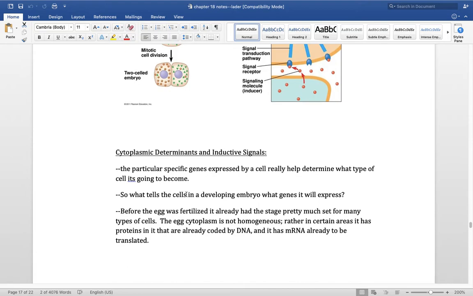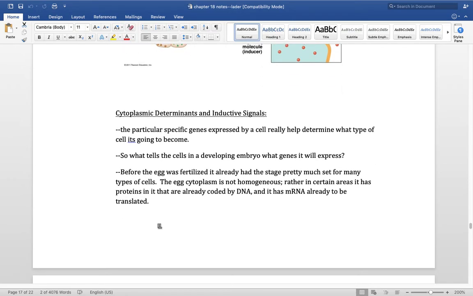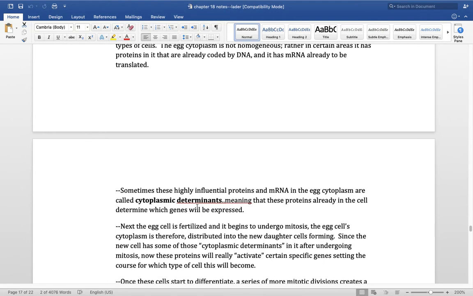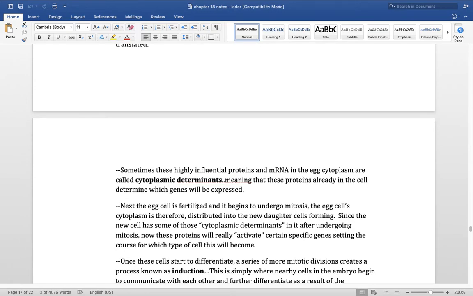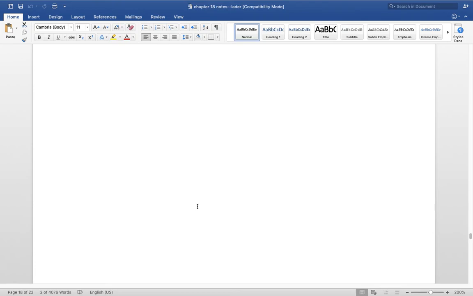So what tells the cell in the developing embryo what genes it will express? Before the egg was fertilized, it already had the stage pretty much set. The egg cytoplasm is not homogeneous, rather in certain areas it has proteins in it that are already coded by DNA, and it has mRNA already to be translated. Sometimes these highly influential proteins and mRNA in the egg cytoplasm are called determinants, meaning that the proteins already in the cell determine which genes will be expressed. They are transcription factors. And it just goes on to discuss that for you.